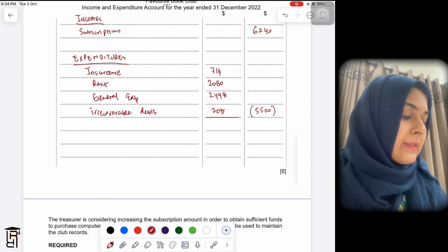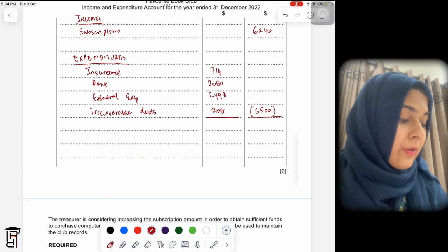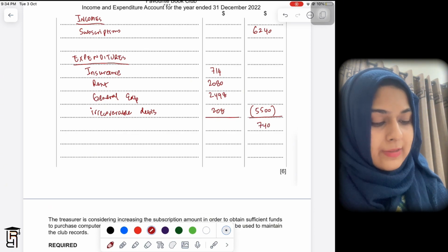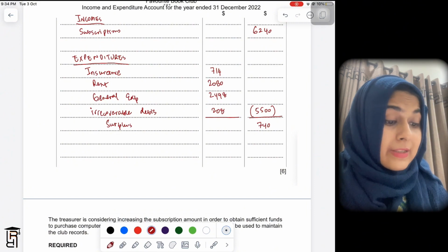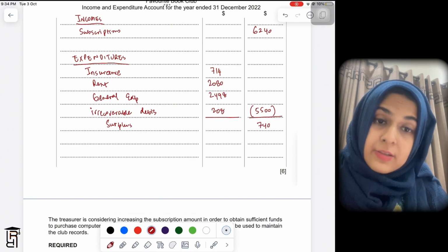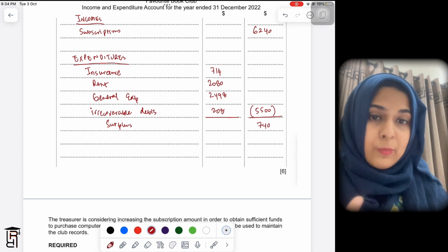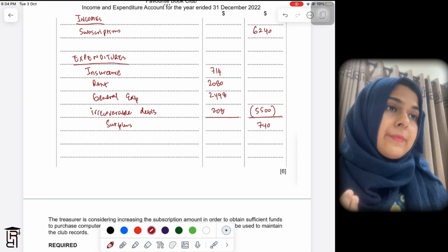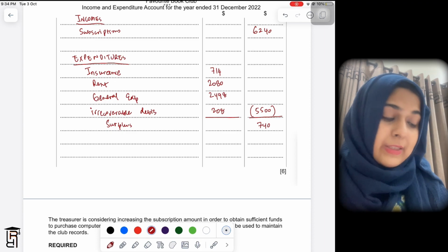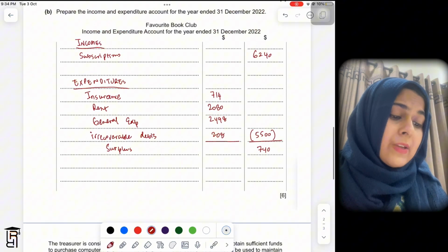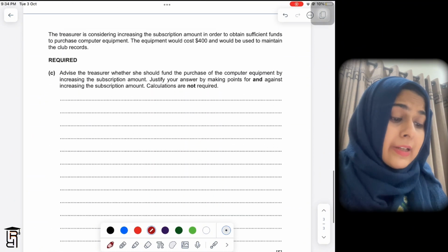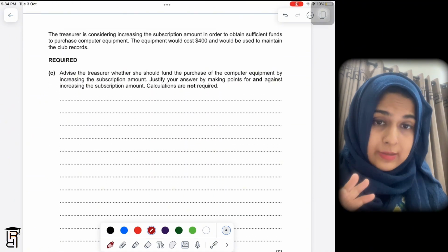do 6240 minus 5500 and you get a surplus of 740, and you call this a surplus because surplus means excess of incomes over expenditures, deficit means excess of expenditures over incomes. So basically you're earning more than what you're incurring for your expenses. So that's it for this. It was pretty easy. Then we have this theory question, for which I'll discuss all the points.